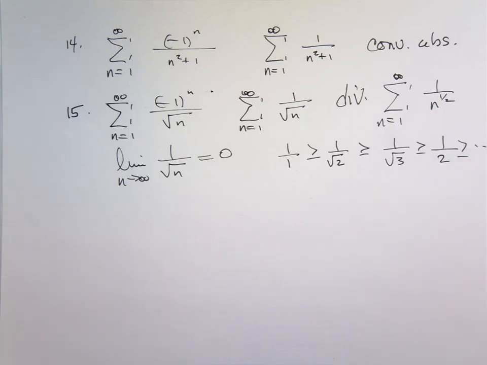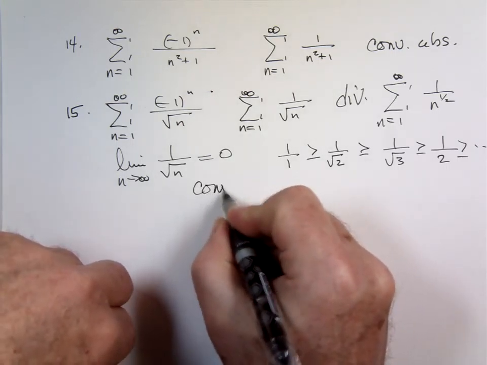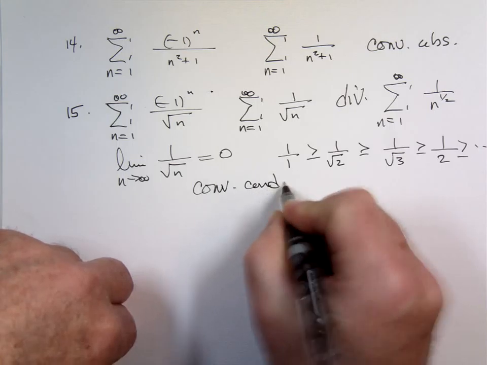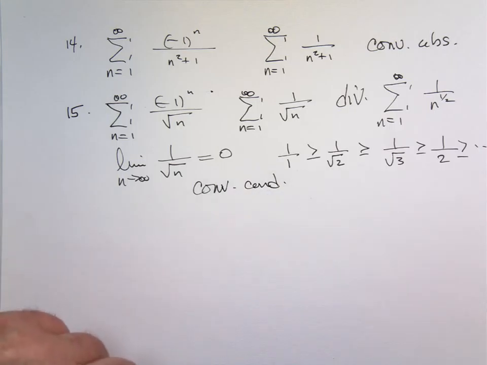Therefore, our original alternating series, what is the answer to the question? Does it converge absolutely, converge conditionally, or diverge? Converges conditionally is correct. Okay? Converges conditionally. All righty? We all set on that? That's what you got to do there.